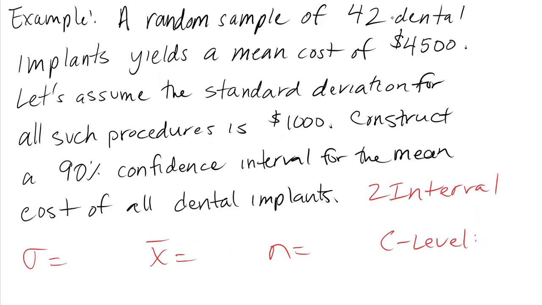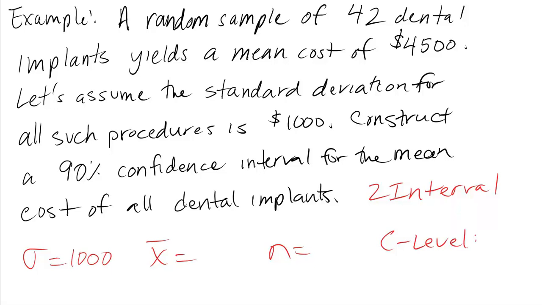We're still good because of the central limit theorem. N is 42. That's large enough to satisfy the central limit theorem. That's greater than or equal to 30. So we're good. We just have to identify each of these values in the problem. Sigma is the population standard deviation. We already identified that. That's $1,000.